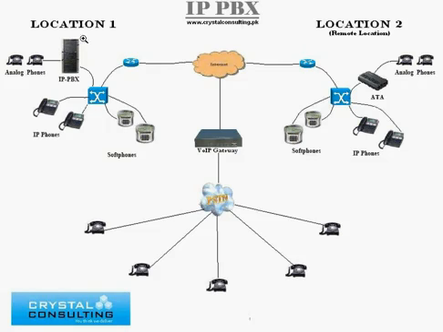Here, this box is the IP PBX, the main server, and it's in location 1, which means your head office or any other main location. And further, you can see the extensions, which are in the same premises.